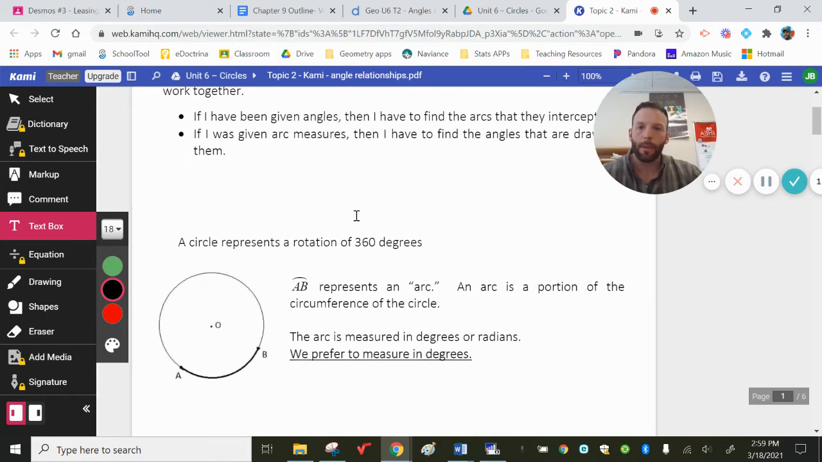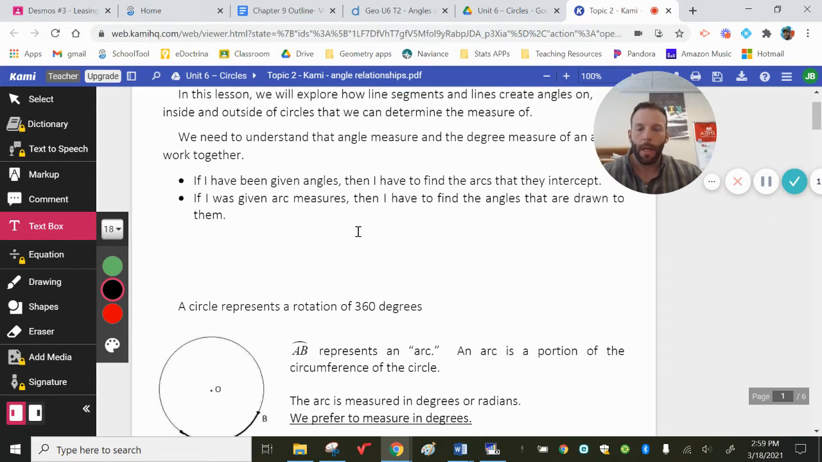The angles that we are going to measure depend on the measure of the arcs that they intercept, or the ones that they kind of extend out to. And we'll see what this looks like in a minute.